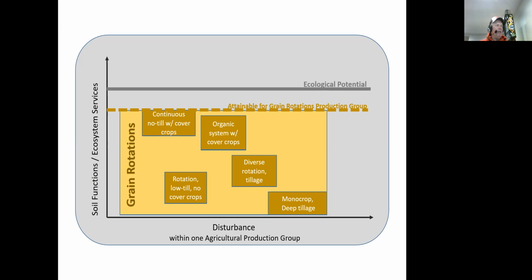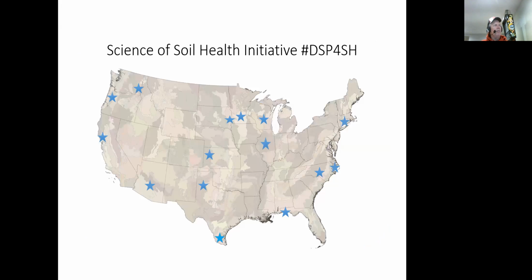We may not be able to get all the way up to a native prairie system in this example, but you see with continuous no-till and cover crops how we potentially can obtain full soil function for things like soil water management, nutrient cycling, efficiency, etc. Some of those major functions.